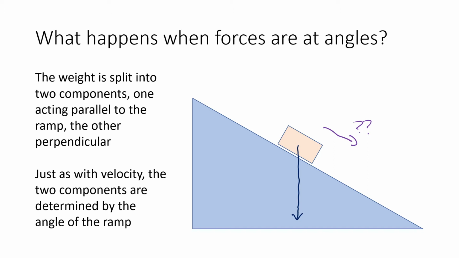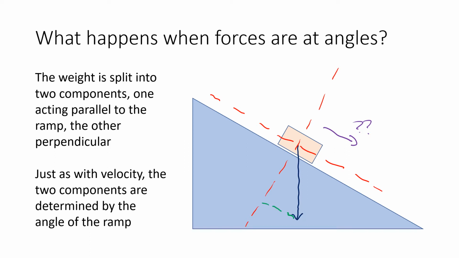Just like we've done with velocity, we can determine the two components based on the angle of the ramp. So what gravity is really doing is two things. One, it's going to push on this axis that is parallel to the ramp. And it's also going to push on this axis that is perpendicular to the hill that it's acting on. We can break it down just like we did with velocity, going onto each axis. We'll do the same thing here with our forces.